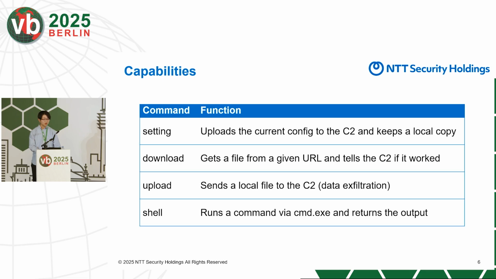The attacker can send 4 main commands to this RAT. The command setting makes the implant send its current configuration to the C2 server and also keeps a local copy on the host. The other 3, download, upload, and shell, are the usual RAT functions for file transfer and remote code execution. Please note, we analyzed only the malware sample itself. We have not yet seen an attacker use these commands live, so their exact purpose may still change.